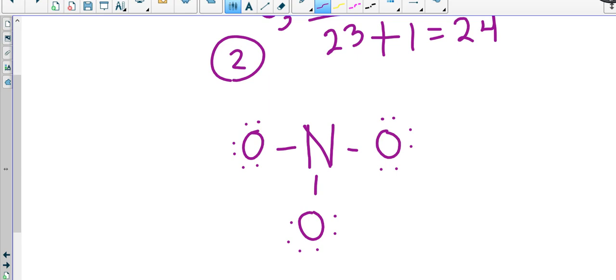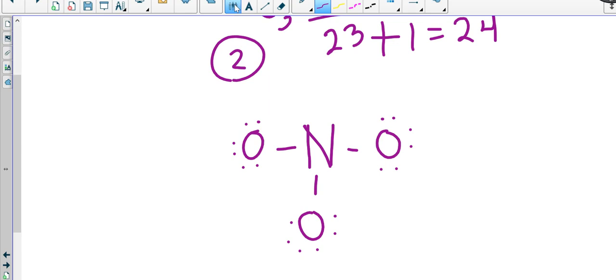So, do I have any extra electrons? To make your life easier, this is 3 sets of 8, which is 24. So no, I don't. So I can't do this. Don't do that.